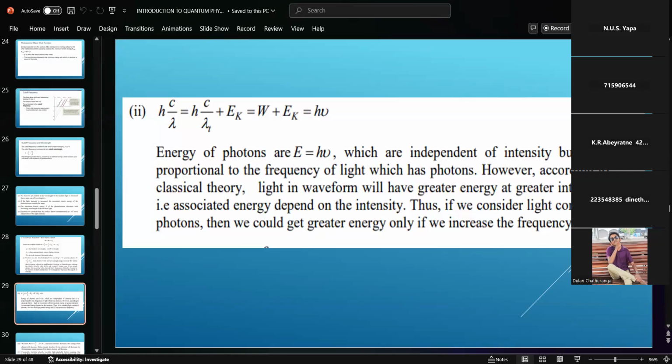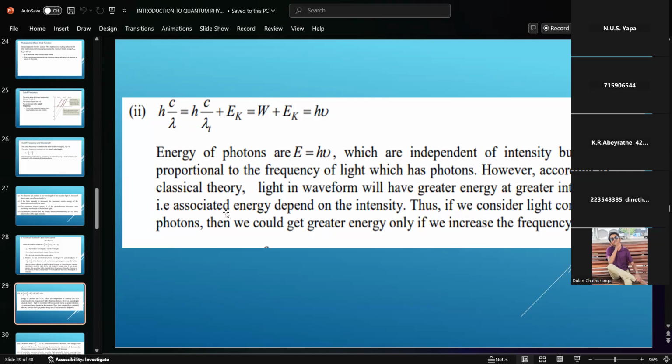Yes, madam. Okay. Hc over lambda is equal to W plus Ek. Rearranging the equation, W plus Ek equals h nu. The energy of photons is equal to h nu, which is independent of intensity, but proportional to the frequency of light which has photons.